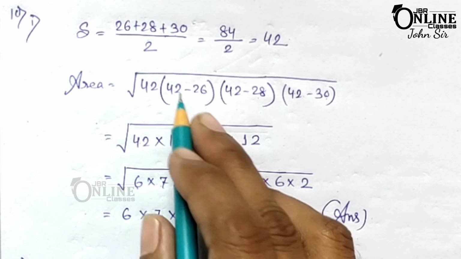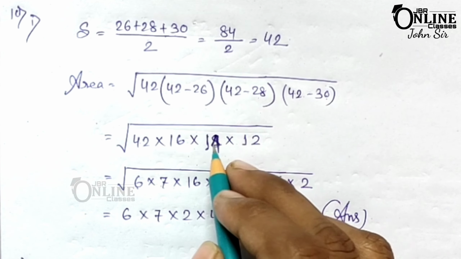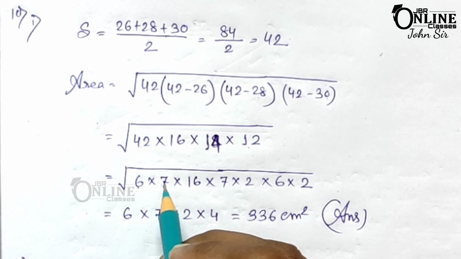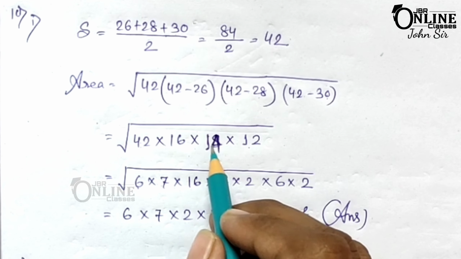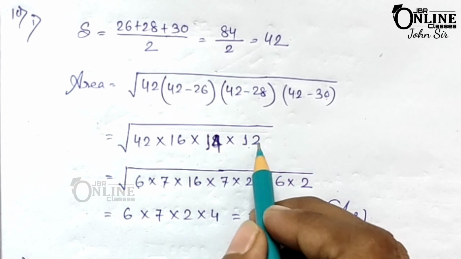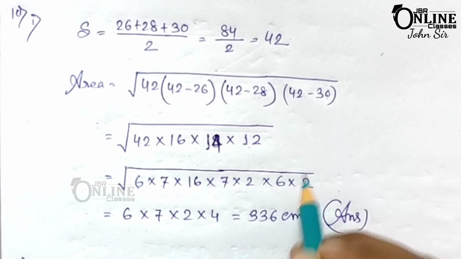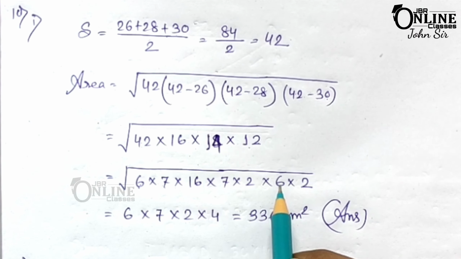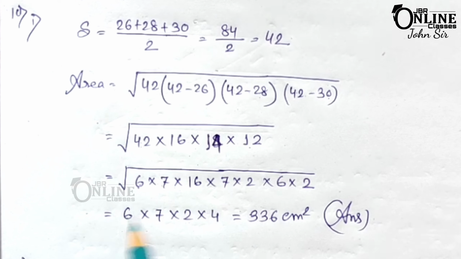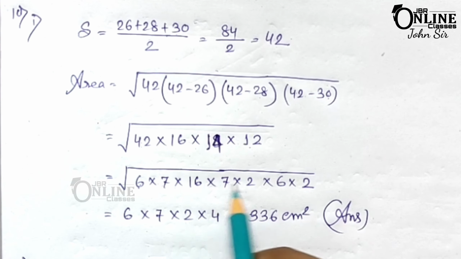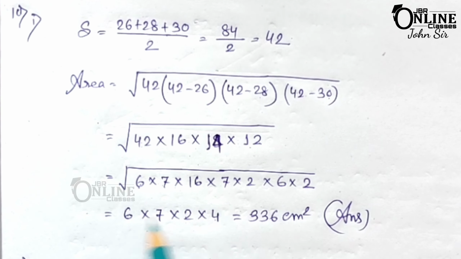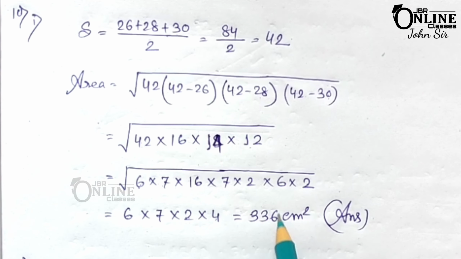Now next, first 42, then 42 minus 26 is 16, then 14, and the last one 24. Now 42 means 6 into 7, 16, 14 means 7 into 2, 24 means 6 into 4. Now when the root is opened, 6 into 6, that means 6 will be considered. So 6, 7, 7, 2, and 16, root over 16 means 4. So now 6 into 7 into 2 into 4 becomes 336 centimeter square.